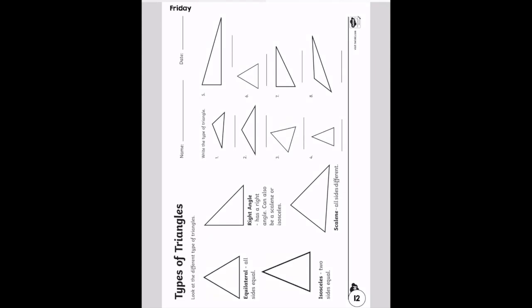All right, so today's activities are all on triangles. As we mentioned earlier in the lesson, we've got an equilateral triangle, which has all equal sides and all equal angles. And then we have a right angle triangle, which has a right angle. And then we've got the isosceles triangle, which has two sides equal and two angles equal. And we've got the scalene triangle, which has all of the sides different and all of the angles different as well.